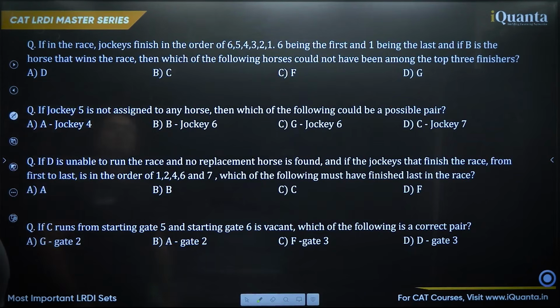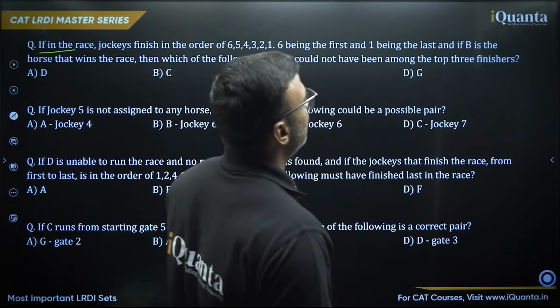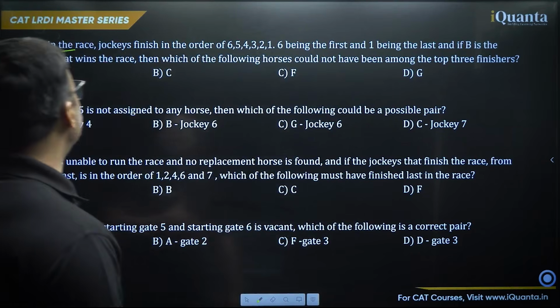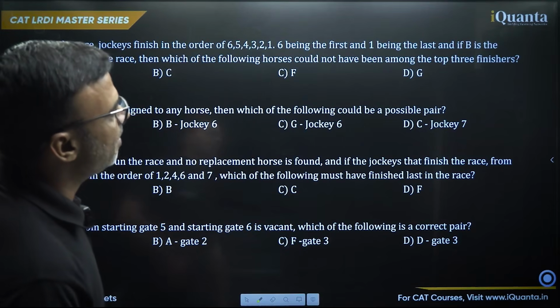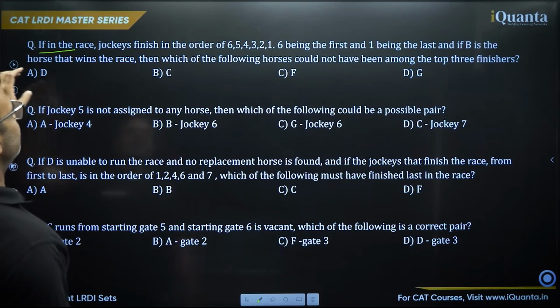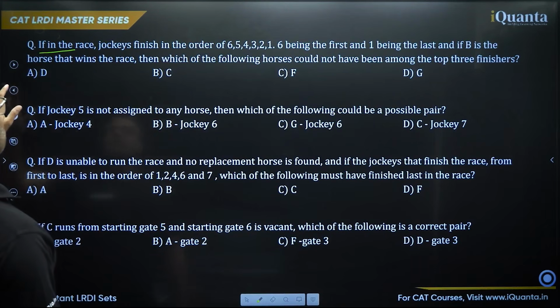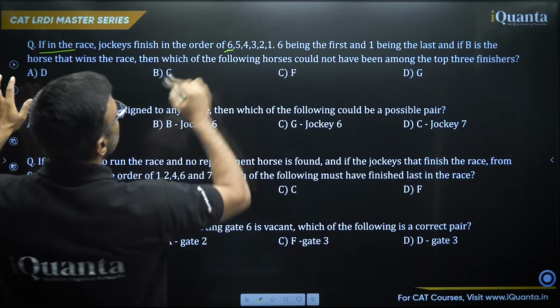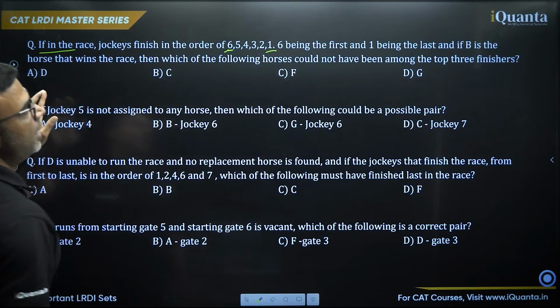Let's go to individual questions. First one. If in the race jockeys finish in the order of 6, 5, 4, 3, 2, 1, 6 being the first and 1 being the last, and B is the horse that wins the race, then which of the following horses could not have been among the top 3 finishers? Now this is about finishing, not about starting. And the finish order is 6, 5, 4, 3, 2, 1. So the person who started from gate number 6 becomes the first, and gate number 1 becomes the last.